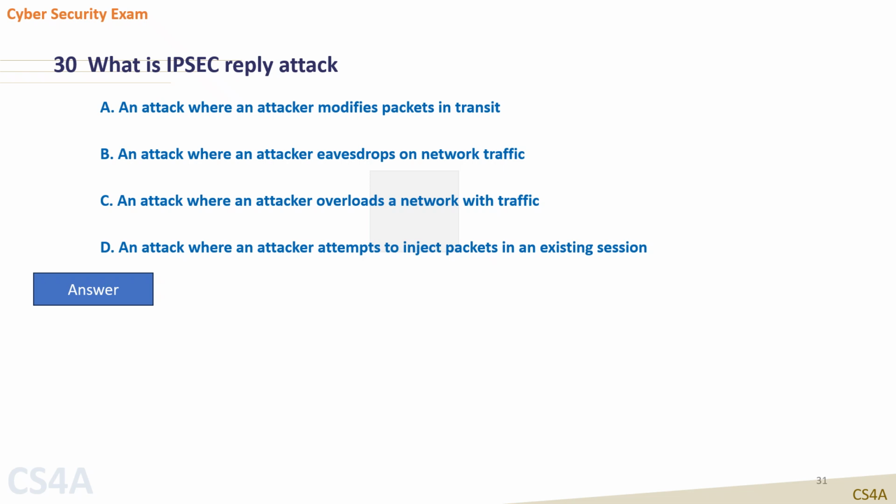The replay attack can succeed only if the attacker is able to get into the session, without just modifying packets, eavesdropping, or overloading the network traffic. These are not the correct ones. So option D is the correct one because it states existing session. Without getting into the session, the attacker can't modify the packet or eavesdrop. So option D is the correct one.